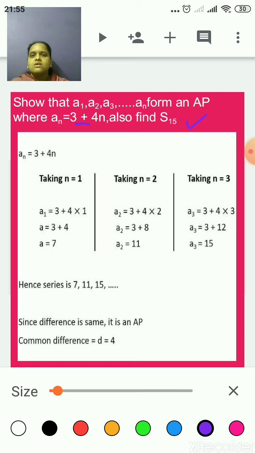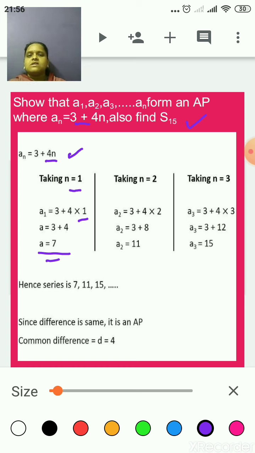First just substitute n as 1, n as 2, n as 3 and find the sequence. The general form is given as an equal to 3 plus 4n. Just substitute n equal to 1 and find the first term. When you substitute n equal to 1 in your general form, 3 plus 4 into 1. 4 into 1 is 4, 4 plus 3, you will get a as 7. That is the first term.